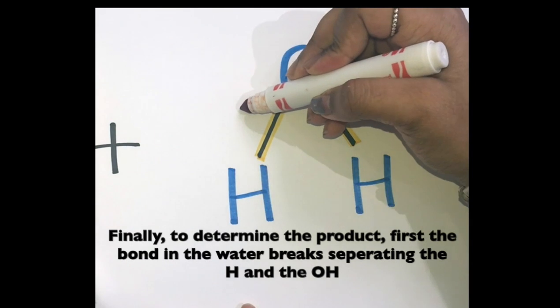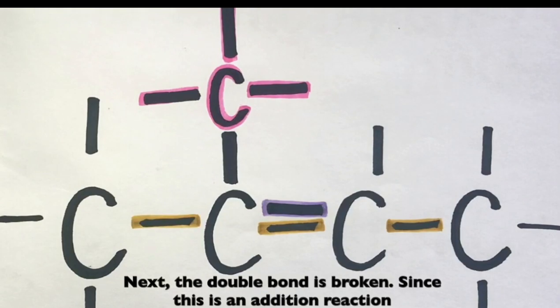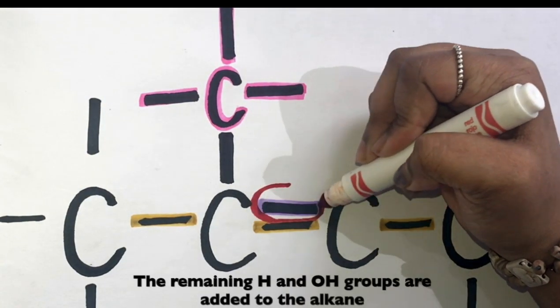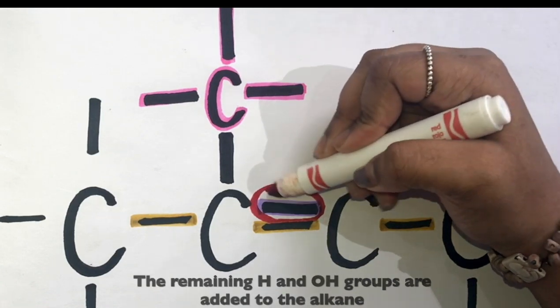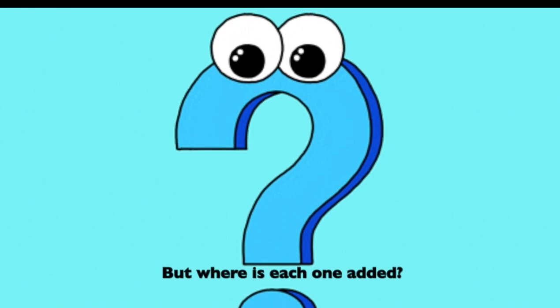Finally, to determine the product, first the bond in the water breaks, separating the H and the OH. Next, the double bond is broken. Since this is an addition reaction, the remaining H and OH groups are added to the alkane on carbon number 2 and carbon number 3. But where is each one added?